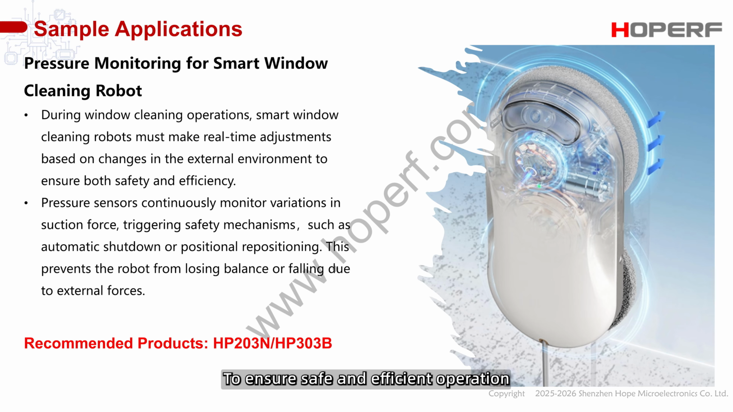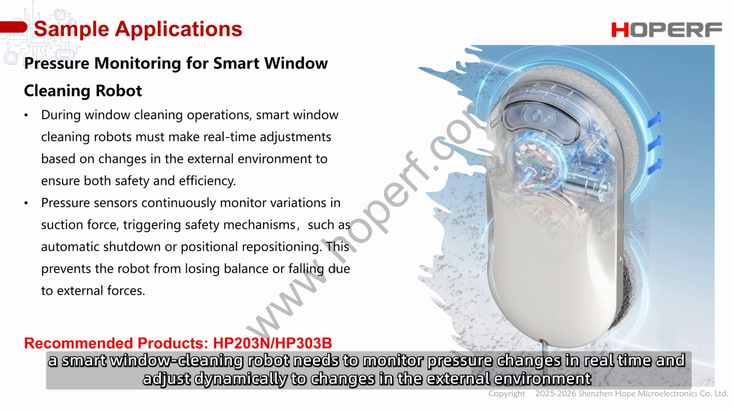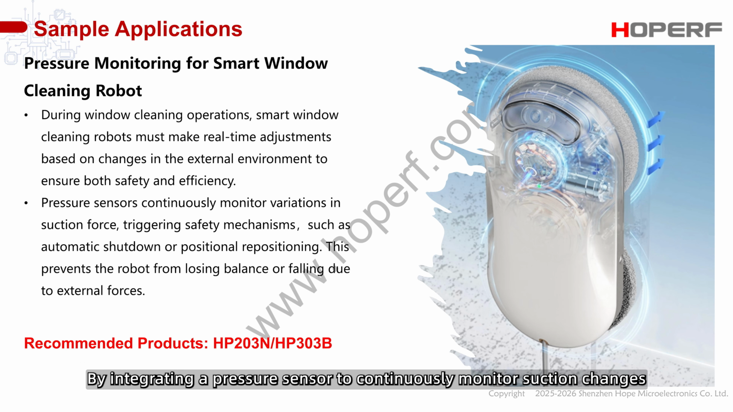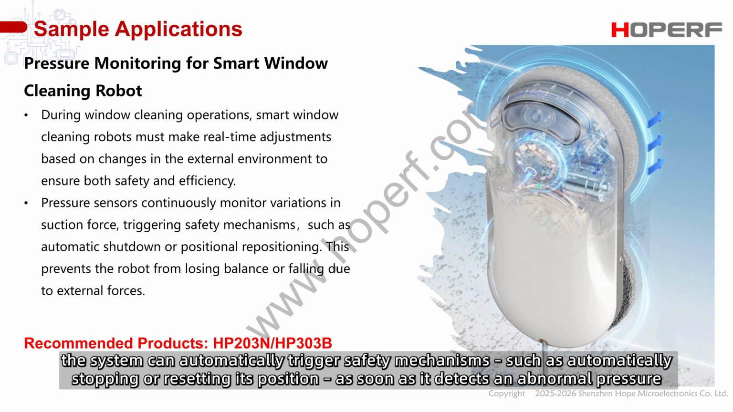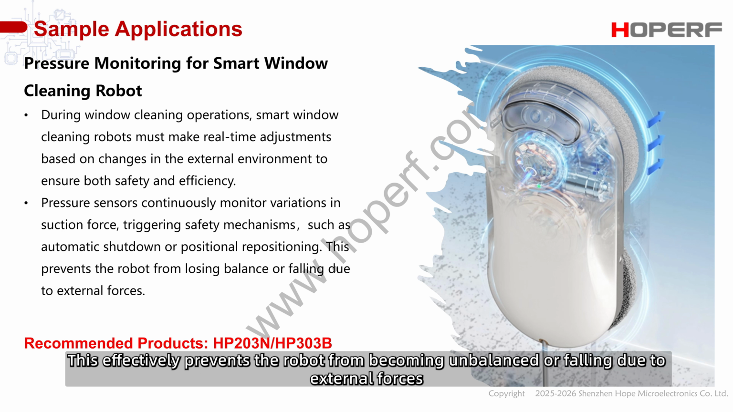To ensure safe and efficient operation, a smart window cleaning robot needs to monitor pressure changes in real time and adjust dynamically to changes in the external environment. By integrating a pressure sensor to continuously monitor suction changes, the system can automatically trigger safety mechanisms, such as automatically stopping or resetting its position as soon as it detects an abnormal pressure. This effectively prevents the robot from becoming unbalanced or falling due to external forces.